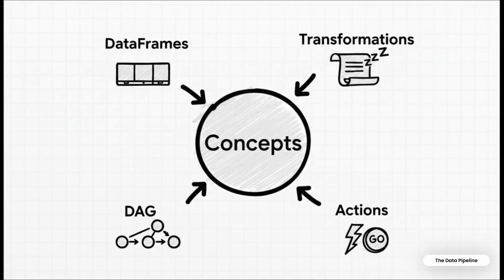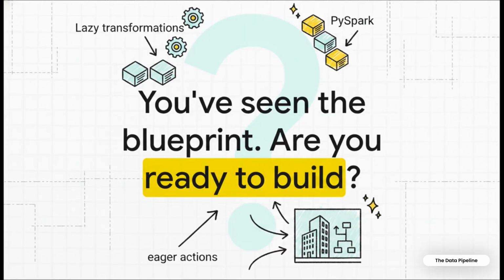So, let's just do a final recap of the absolute essentials. 1. Data frames are your tables, but distributed across many machines. 2. Transformations are the lazy blueprints you build to tell Spark what to do. 3. Actions are the trigger that makes the job run. And 4. Spark uses that plan, that DAG, to execute everything efficiently. And there you have it. That's the core logic. Every single time you write PySpark code, you're just building a plan with transformations and then executing it with an action. So now that you've seen the blueprint, you're ready to go out there and start building.